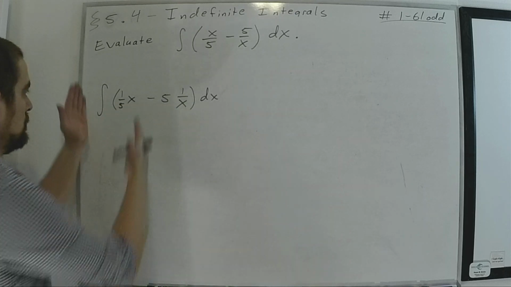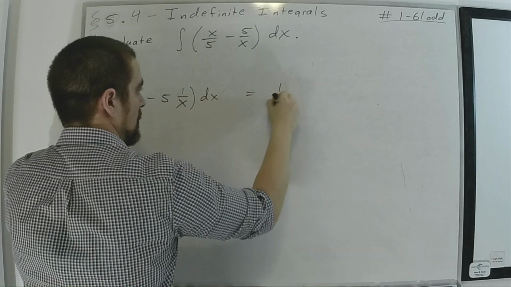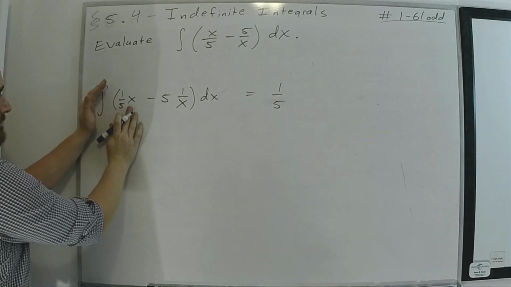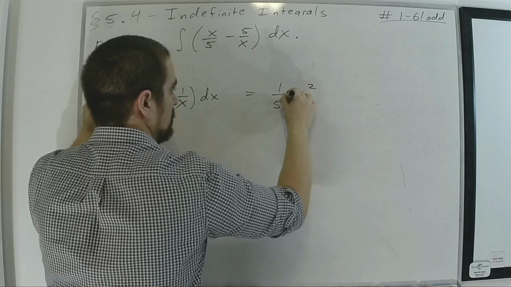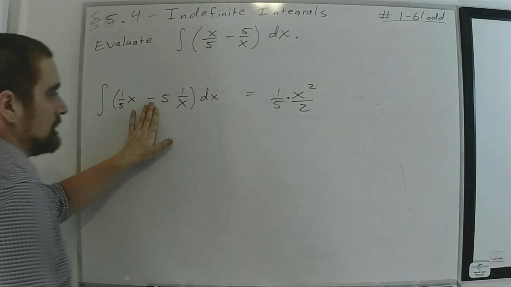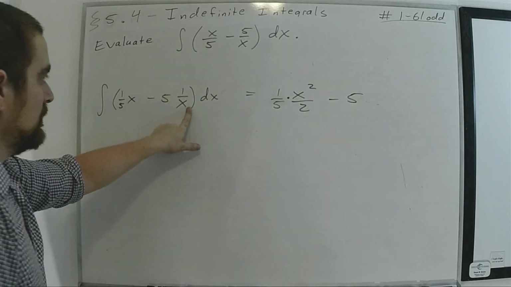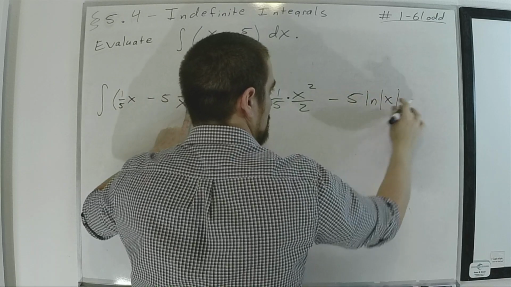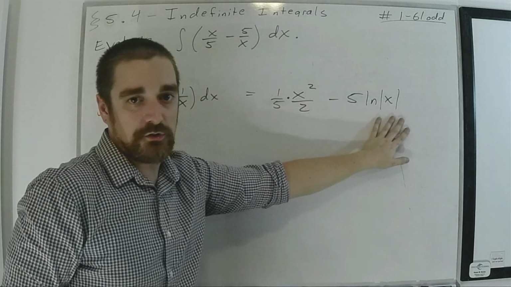And then again, I just do this one first. So that 1/5 is just a constant multiple. I really just need to find the antiderivative of x, which means I go up a power and divide by that new power. And then I have to subtract 5 times the antiderivative of 1 over x. That's a very specific antiderivative. It's the natural log of x. Just remember, put some absolute value bars there because we're not really 100% sure where x lives.